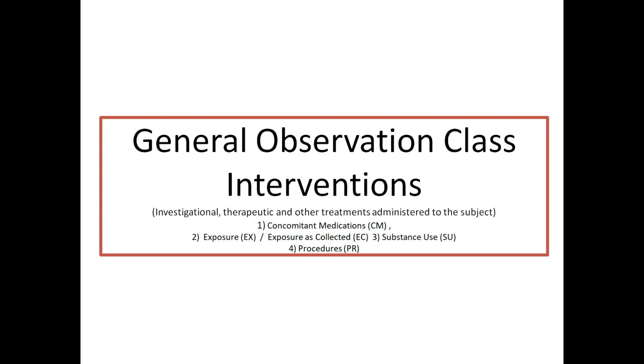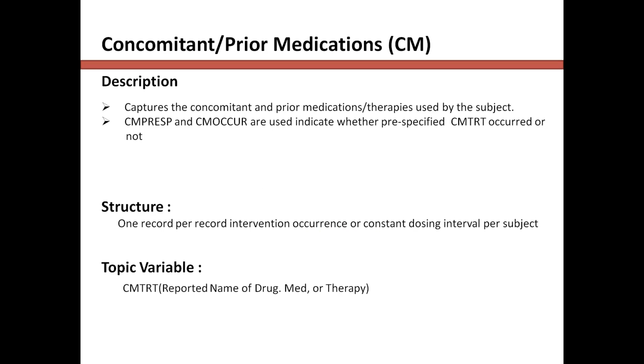The interventions domains contain investigational, therapeutic, and other treatment administration to the subject during the clinical study. The first domain is concomitant medication, followed by exposure, exposure as collected, substance use, and procedures. The first one is concomitant medication. It includes prior medication information also, and it captures the medications the subjects were taking along with the protocol specified drug treatment during the clinical study.